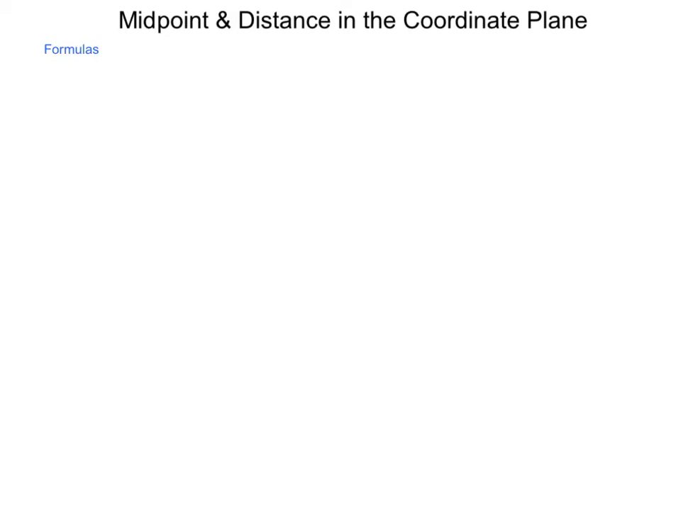So first off, formulas. The midpoint for a one-dimensional system is found with the formula that was given earlier of simply taking our point A location, adding the point B location, and dividing by 2.